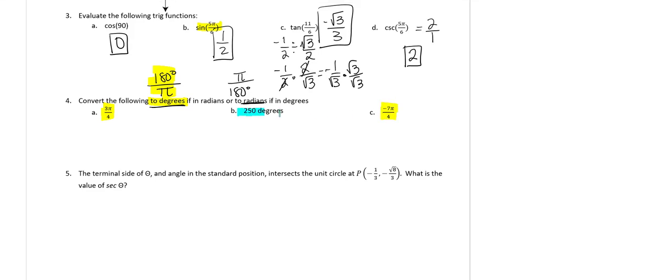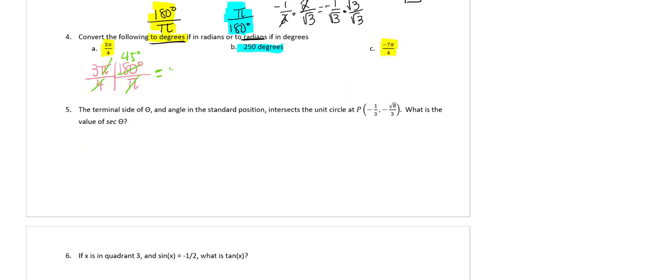Let's color code some of this, so I just have a good reference point. So we're starting off with 3 pi over 4. Remember, we're multiplying by 180, dividing by pi. Those pi's cancel out. And I'm going to say 180 divided by 4, and I get 45. 45 times 3 is going to be 135. And we're in degrees because the pi's cancel out and left us with degrees.